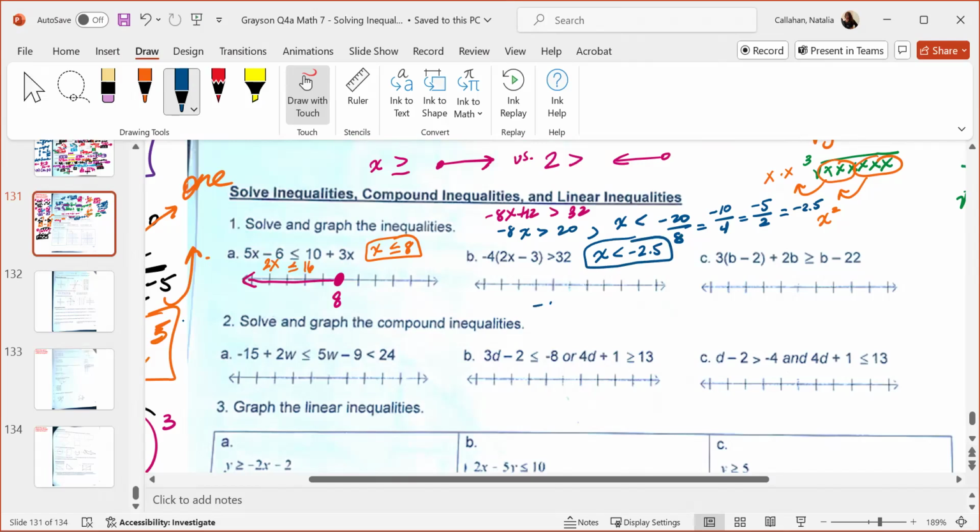So this is a negative 2, and this is a negative 3. Negative 2.5 is going to be right there. It's an open circle, and it's going to the left. Okay?